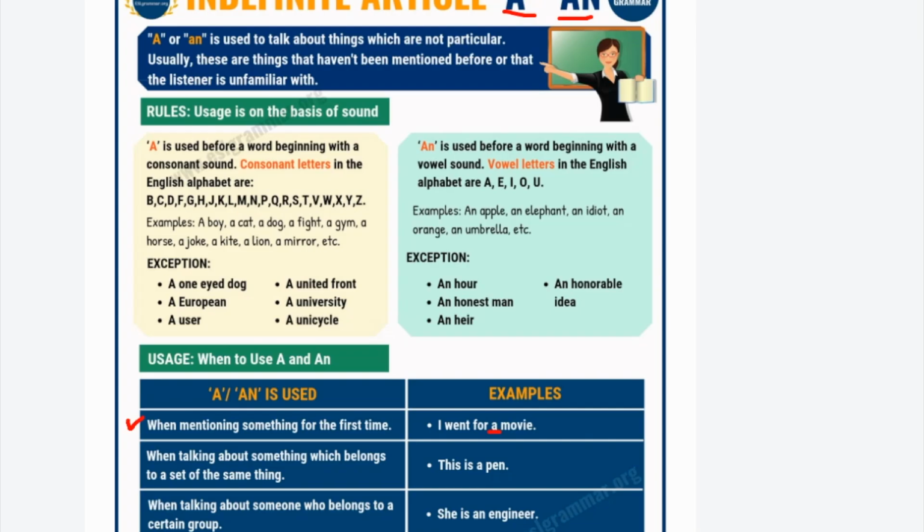When talking about someone who belongs to a certain group, for example, a group of professions: she is an engineer. Before the names of professions, we always use the indefinite article a or an. When talking about a certain kind of thing: I have made a great movie. When we describe a person or when we describe an object, we also use the article a. She is a shy girl. It is a nice pen, and so on.